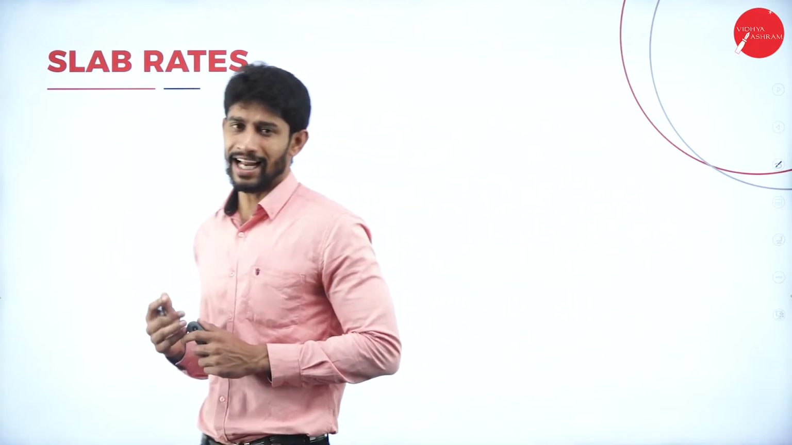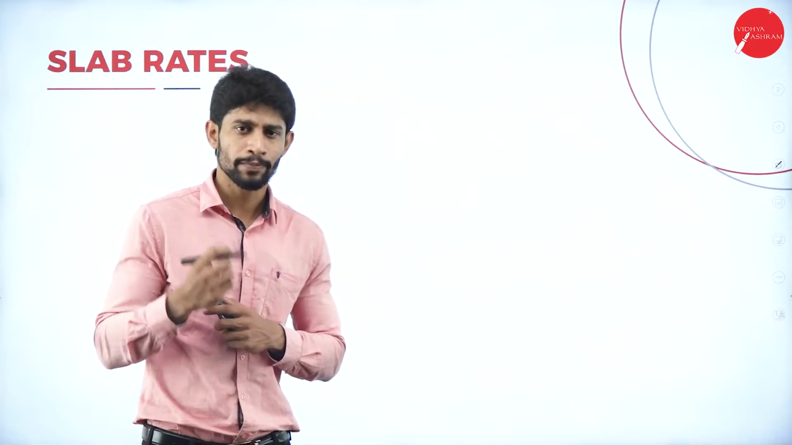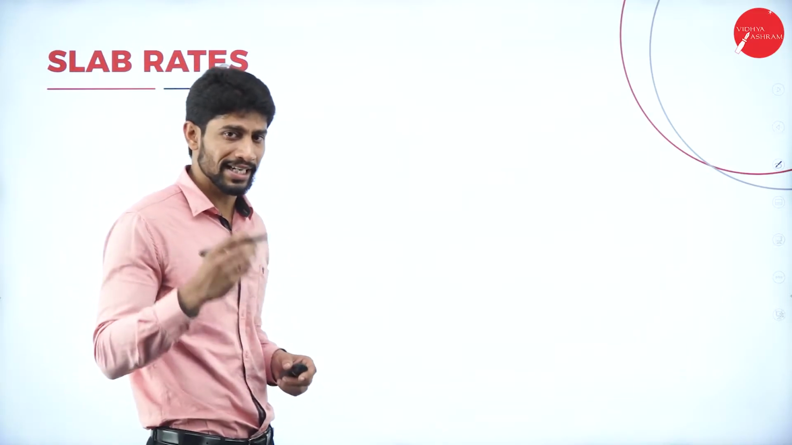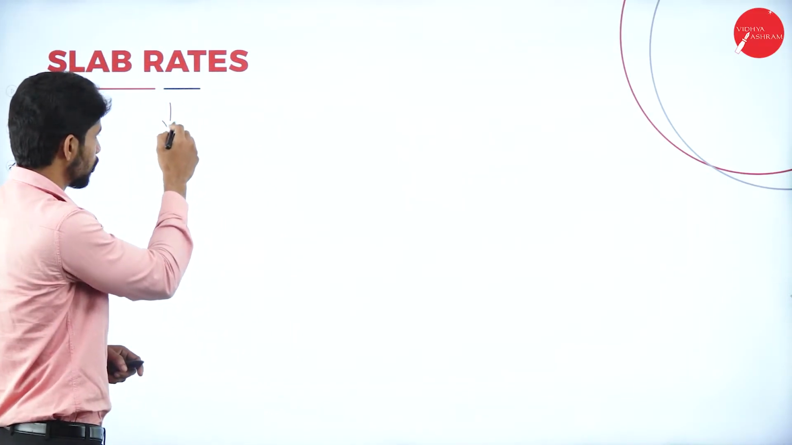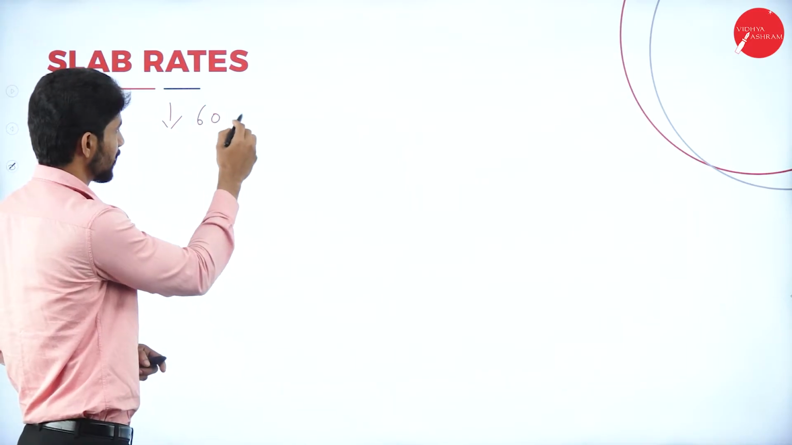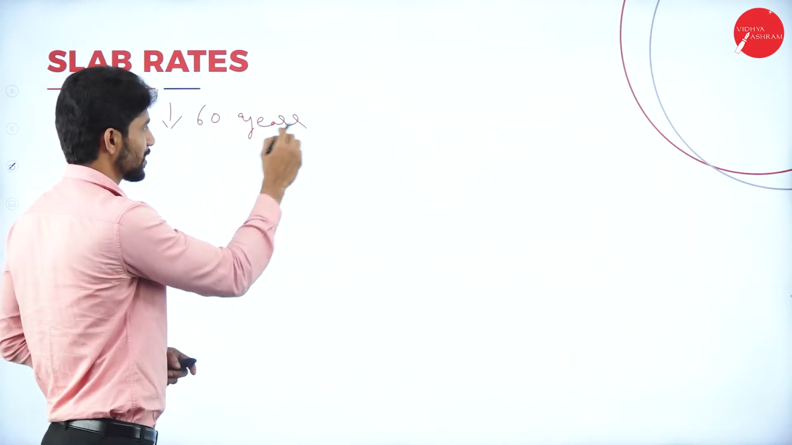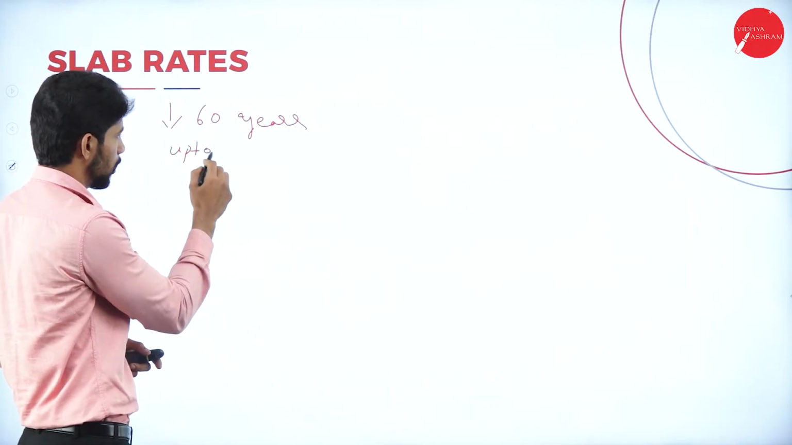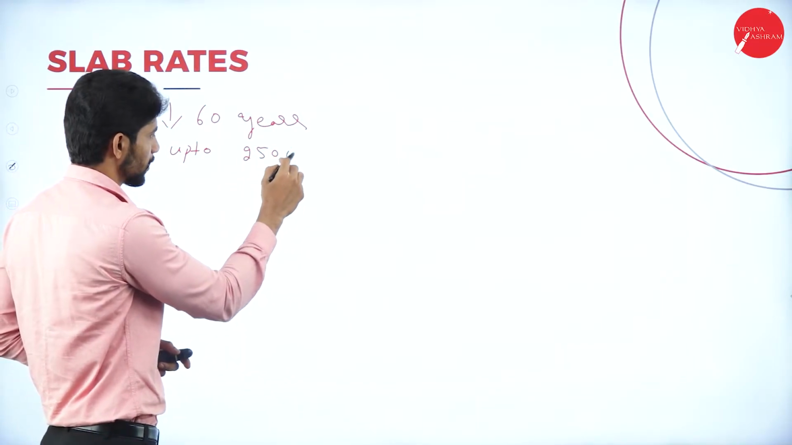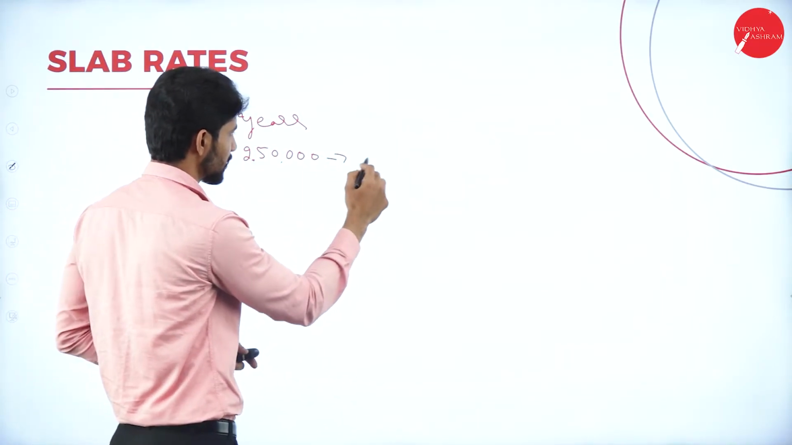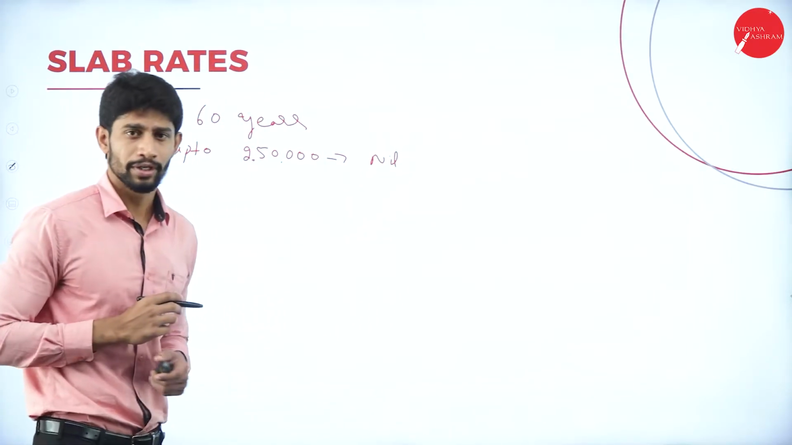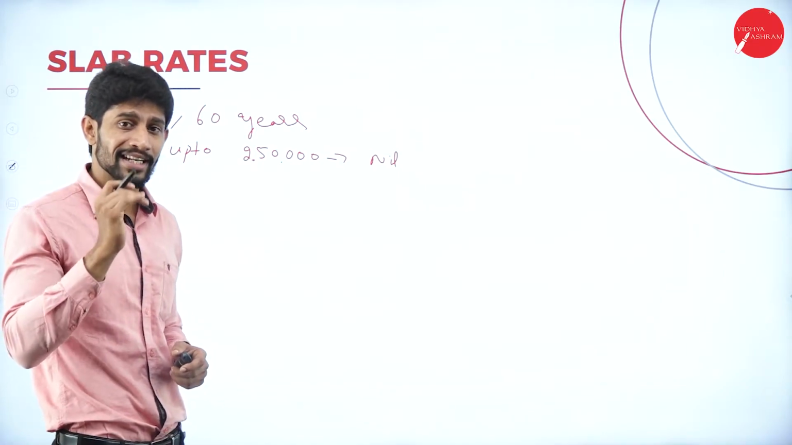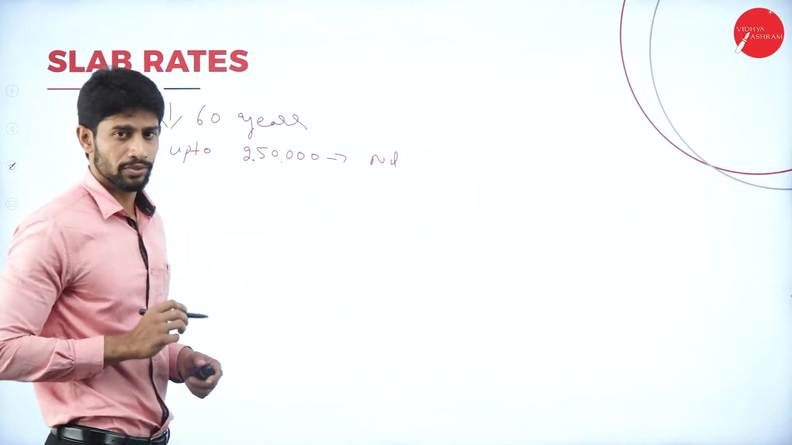What is the slab rate? Slab rates are the rate of tax we are supposed to impose on certain incomes. In case the age of the assessee is less than 60 years, then for him we have a different slab rate. So what is the different slab rate? Up to 2,50,000 it is nil. You need not pay tax to the government. If the assessee is earning up to 2,50,000 and his age is less than 60 years, then he need not pay tax to the government.